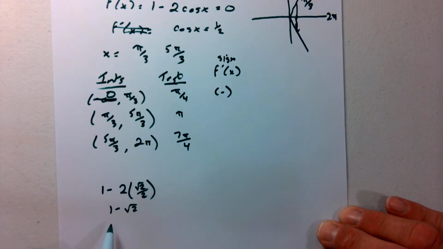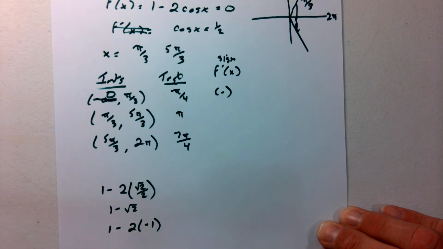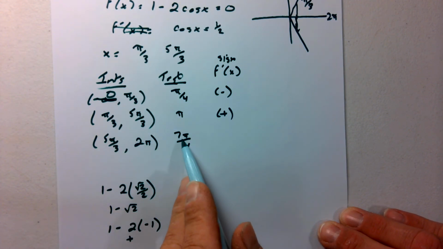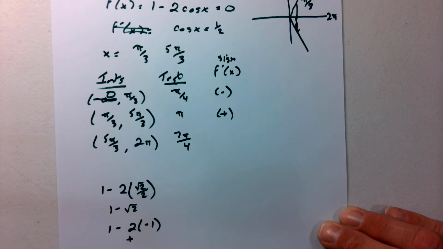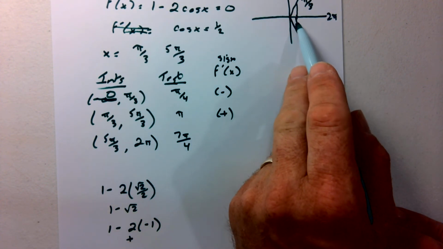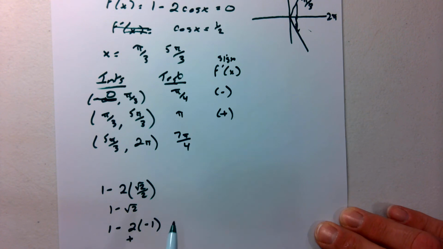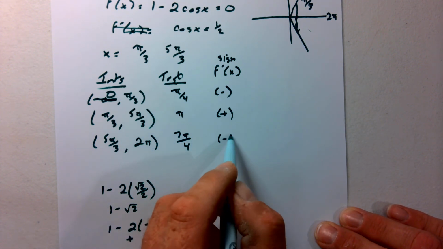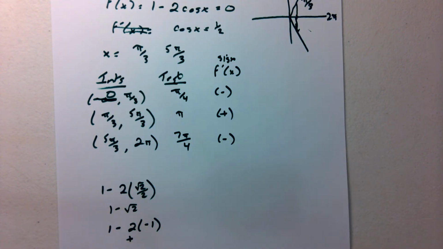If I plug in pi, I get 1 minus 2 times the cosine of pi, which is negative 1. So I get 1 minus 2 times a negative 1, which gives us a positive value. And then 7 pi over 4. We can go ahead and plug that in. The cosine of this value is going to be positive, sorry. And 1 minus 2 times that is going to give us a negative value.